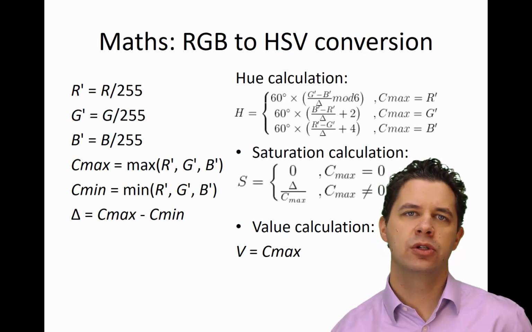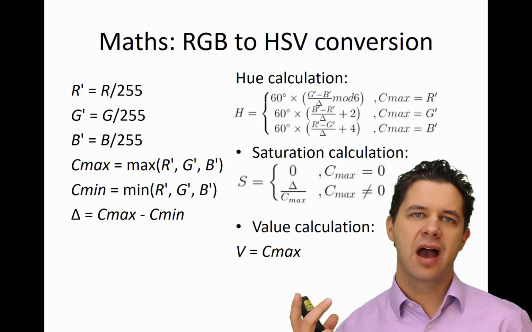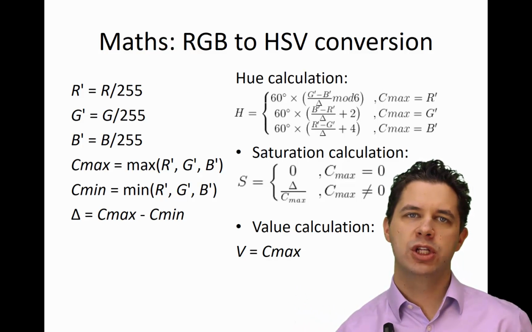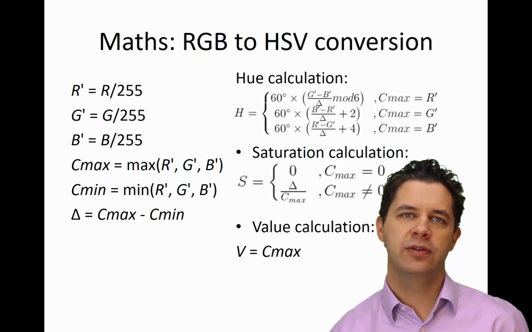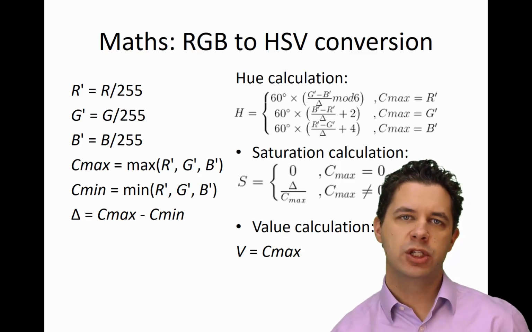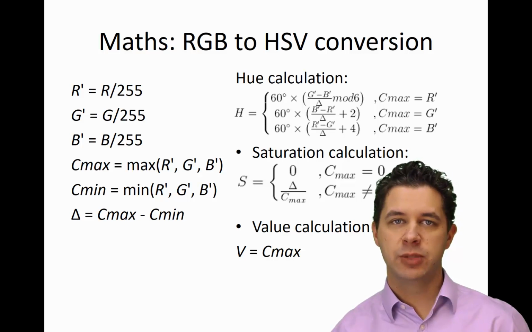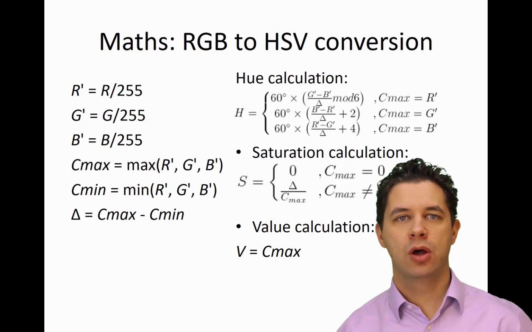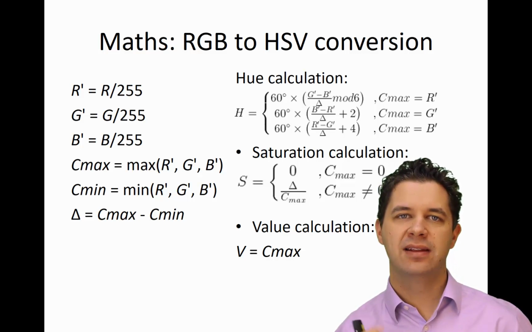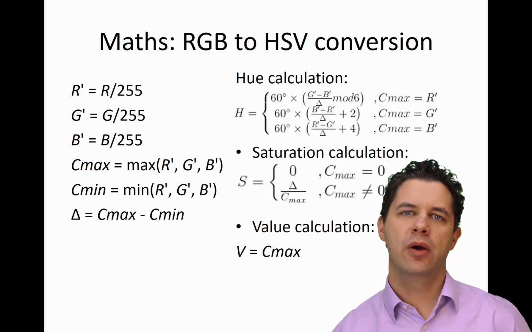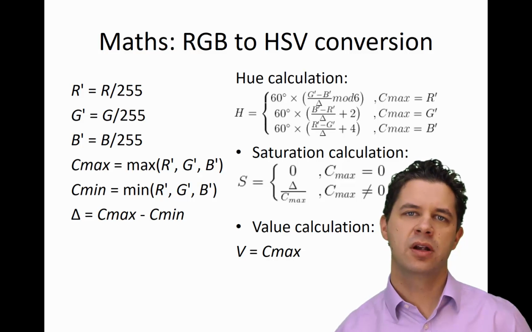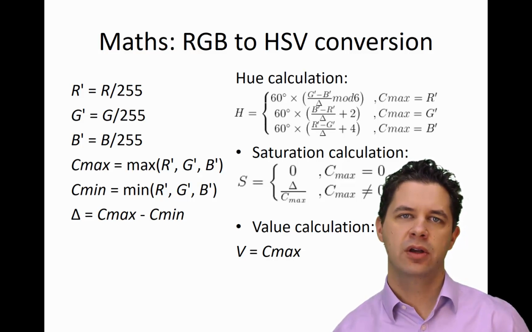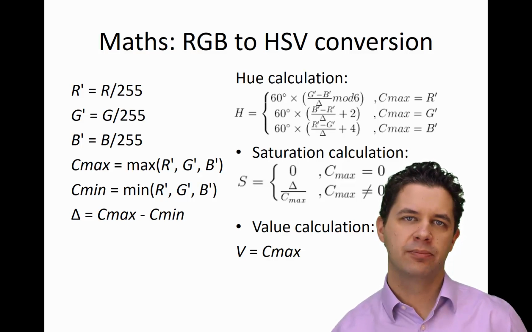Mathematically, it's not too difficult to do. Essentially, we create R prime, G prime, and B prime, which are our RGB values divided by 255. We then calculate delta, which is essentially Cmax minus Cmin, where we're looking at the maximum RGB value and the minimum RGB value. We can then go right ahead and calculate our hue based on which of our RGB values had the maximum value. Our saturation we calculate based on whether our Cmax is 0 or non-zero, and our value is essentially that Cmax value, the maximum value from our R prime, G prime, and B prime.